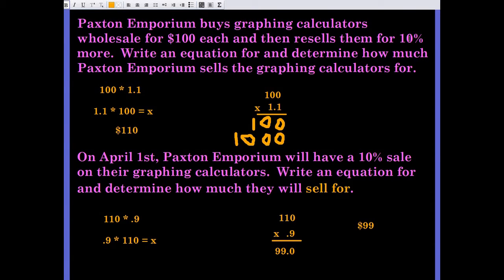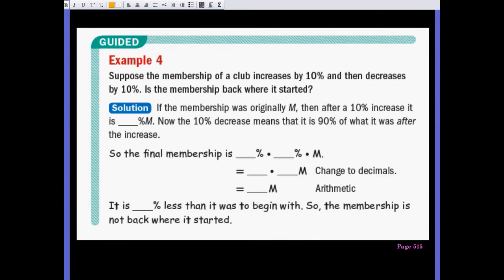Now I'm going to guess that's not what you were expecting. I'm going to guess you were expecting that if there was an increase of 10% and then a decrease of 10%, you probably thought it would be back at the starting amount of $100. But that was not the case. We're actually losing money instead of making a profit because we're selling them for $99, we being Paxton Emporium, when they were bought for $100.